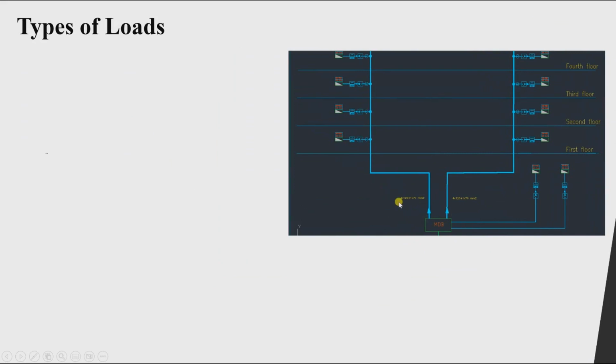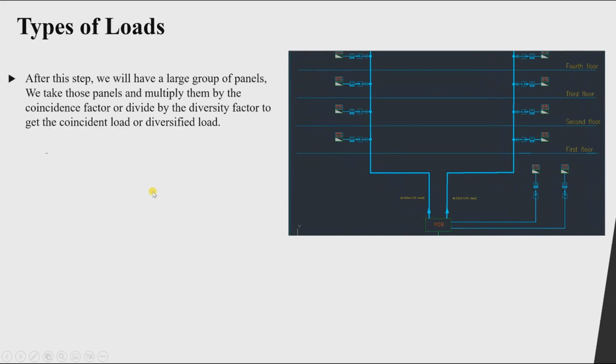Okay, now after this step we will have a large group of panels. We will take those panels and multiply them by the coincidence factor, or divide them by the diversity factor, to get the coincident load or the diversified load. Okay, what is the difference between them? Nothing. In some codes they say diversity factor, which is exactly what other codes like IEC call the coincidence factor.